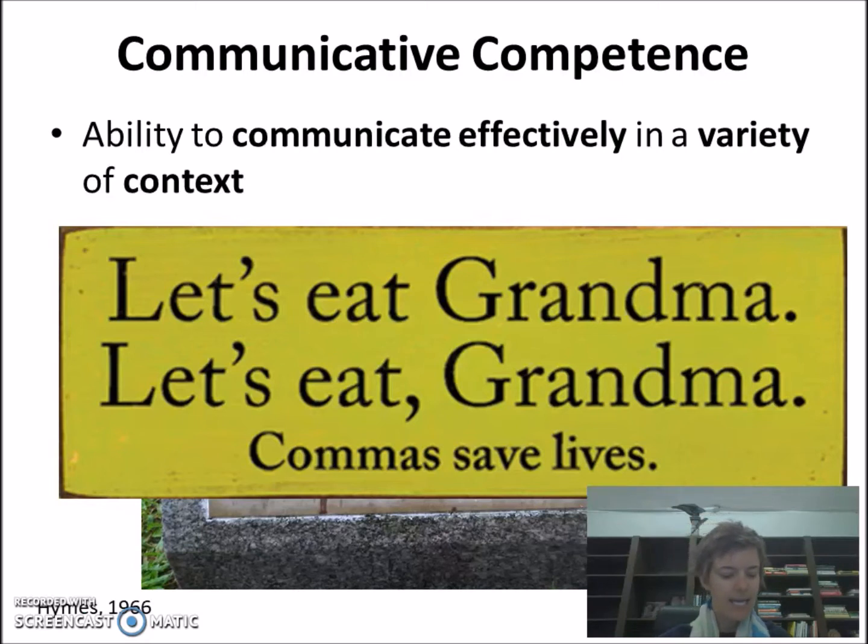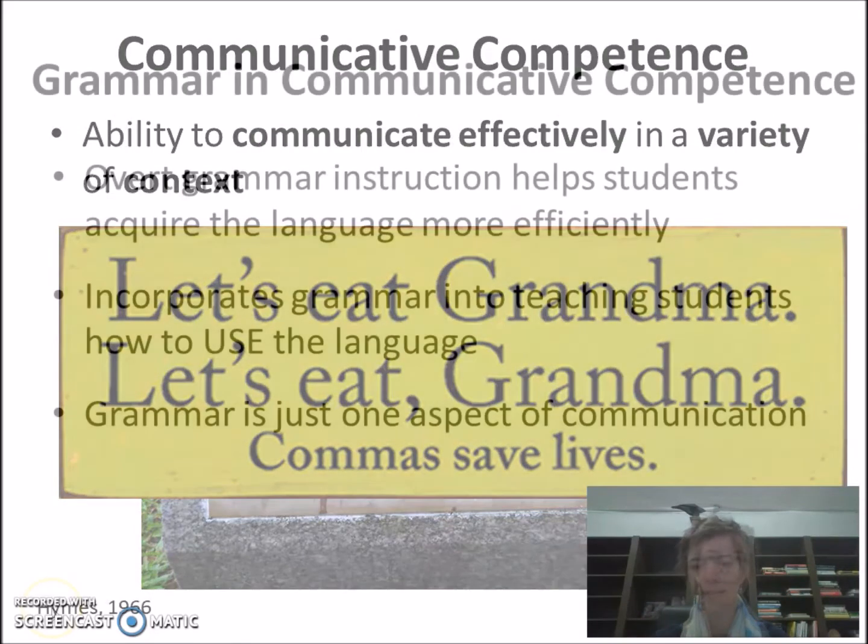So teachers in the communicative competence approach recognize that grammar is not good or bad, but rather it's a tool that helps us communicate, and it can either help or impair that communication. So the communicative competence model balances the extremes of the traditional grammar translation approach and the pure no grammar communicative approach with something that recognizes the importance of grammar but embeds it in a larger communicative context.